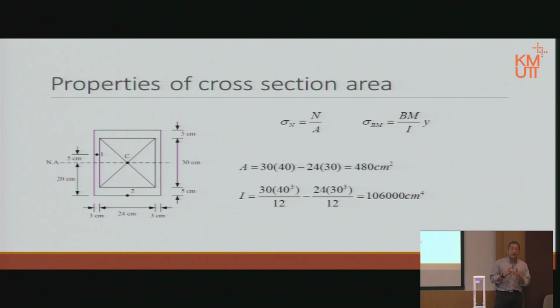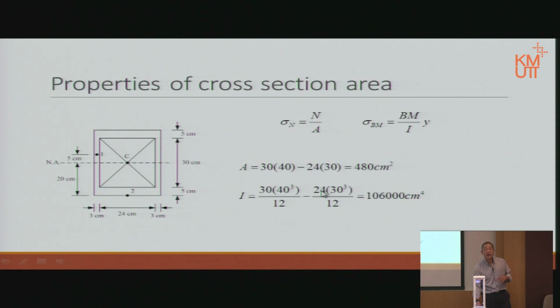This cross section here is symmetric, both top and bottom, and both left and right. If it's symmetric on both axes, then the centroid must be at the center, mid height, mid width. So the neutral axis must be here. Therefore, when we calculate I, we realize that the dimension 90 degrees to the neutral axis is the one that we cube. Here we are, that is the I for the total picture.